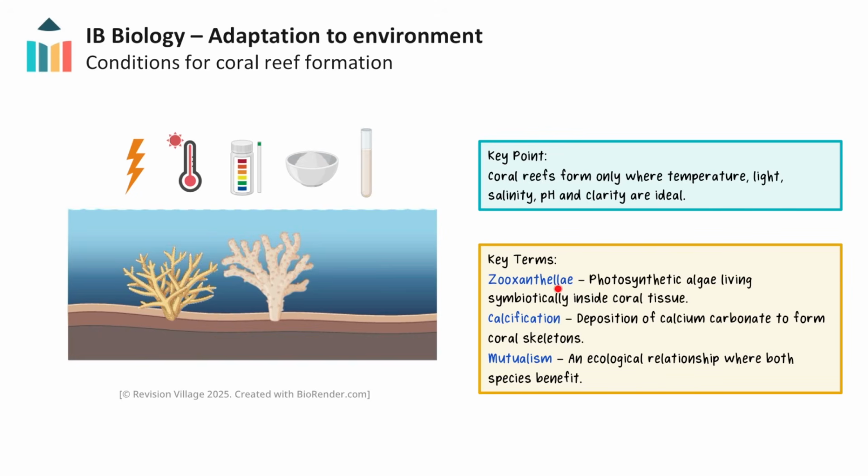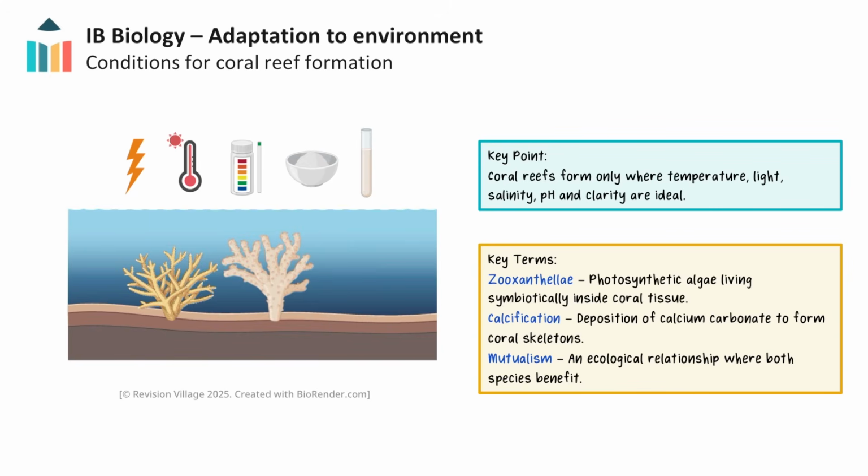Zooxanthellae are photosynthetic algae that live symbiotically inside coral tissue. This relationship is an example of mutualism. Both organisms benefit: the algae gain protection and access to sunlight, while the coral receives nutrients from photosynthesis. Calcification refers to the deposition of calcium carbonate that forms the coral's hard skeleton. This process depends on warm, well-lit, and alkaline water conditions.